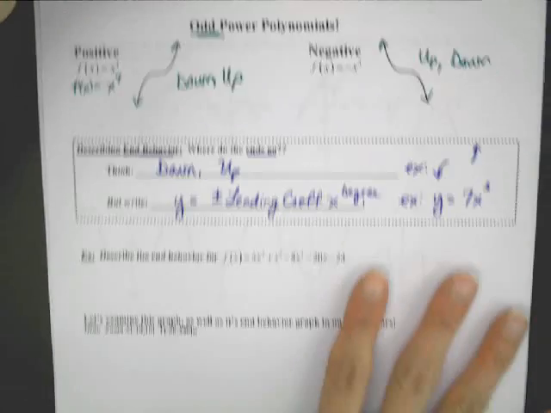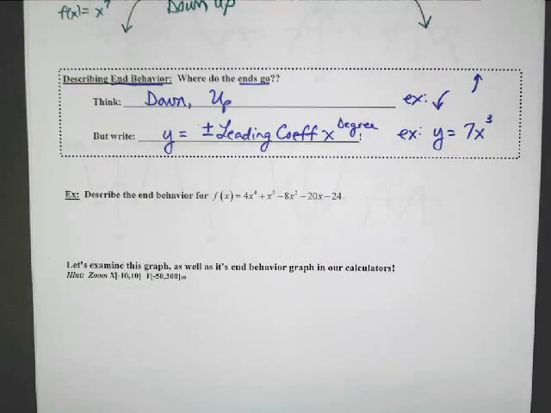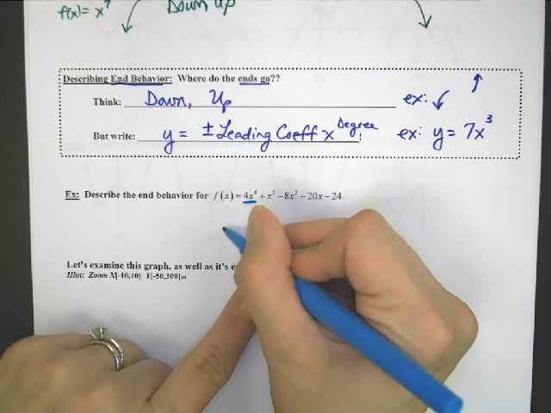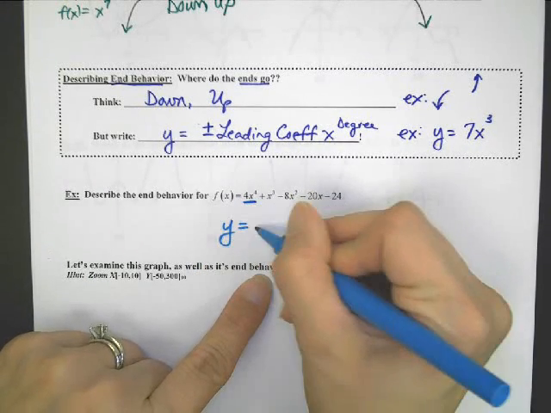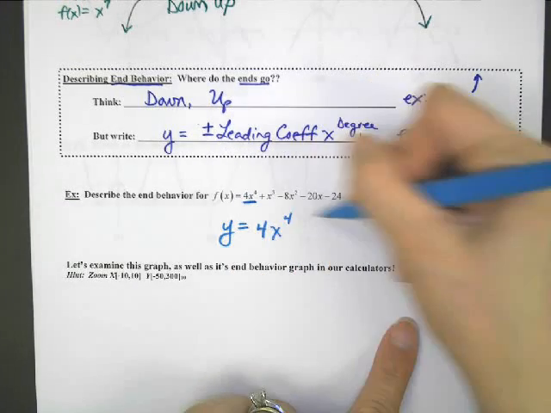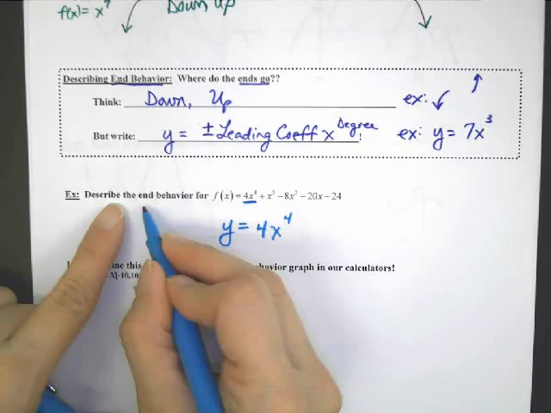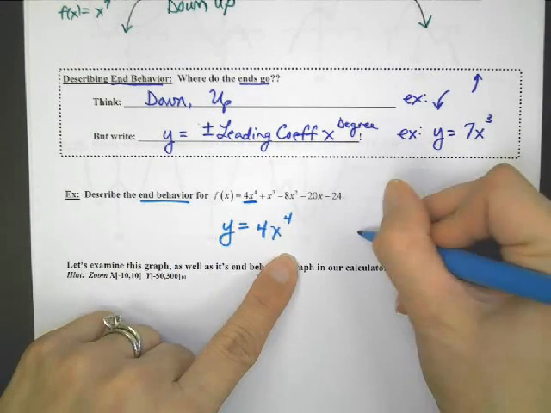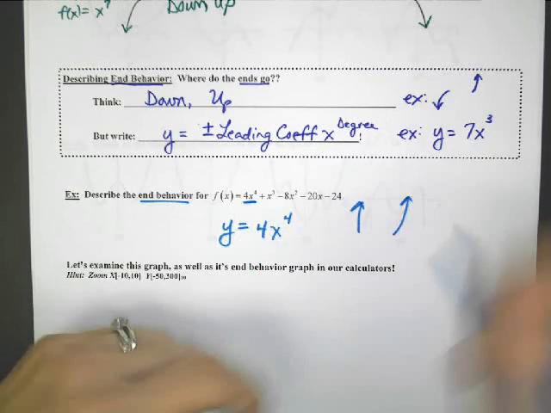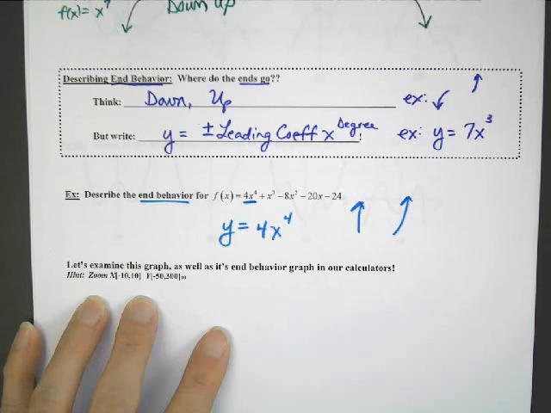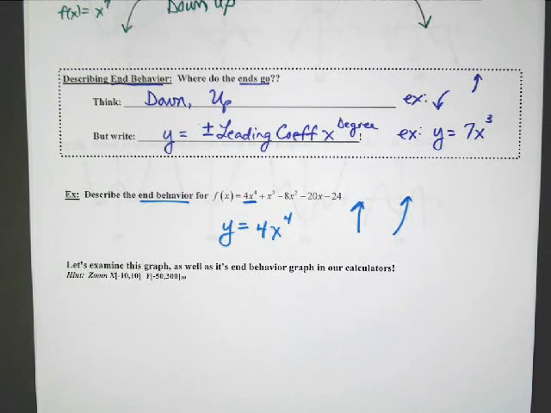Okay, let's describe the end behavior here for this graph. Well, you find the highest power, which is right here. Okay, so the end behavior is positive 4x to the 4th. This is a very fancy polynomial, okay? But what do the ends look like? They look like this. Now, what does this say? This means it goes up and it goes up. Okay, now what we're going to do here is maybe look at a graph. I'm going to look in my calculator, and you can just look with me.